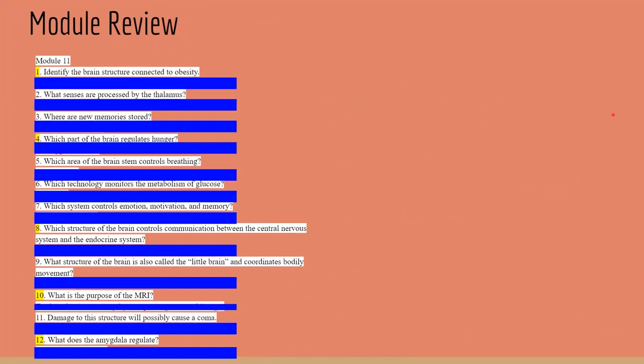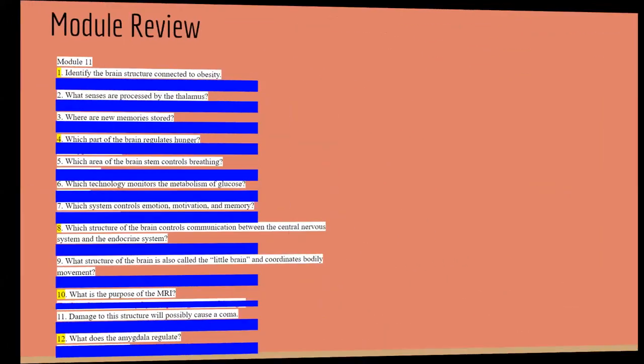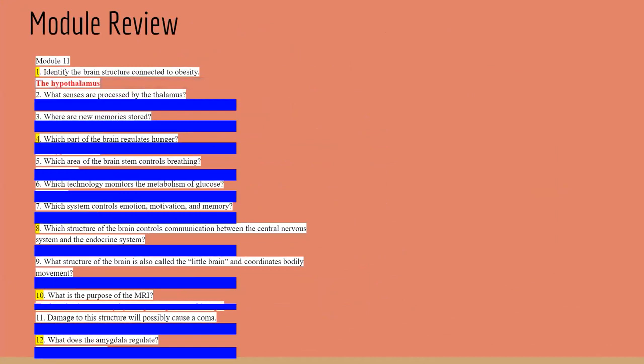Let's look at some module review. What is the brain structure connected to obesity? Oh, dang it. Sorry. I forgot to say this, so you're going to learn a new thing. Hypothalamus. It also, see back here, I said it regulates body temperature and controls the pituitary gland. It also helps with hunger. Sorry. Forgot to say that. What senses are processed by the thalamus? Oh, wonderful. I forgot to say that too. All except for smell. So I'm sorry about that. I was a dummy today.